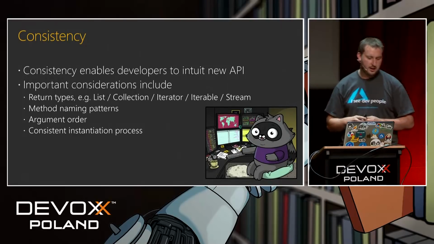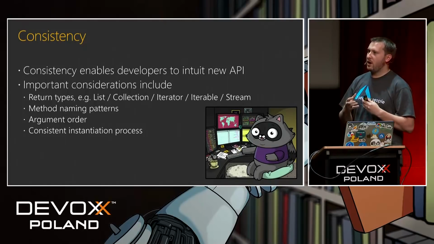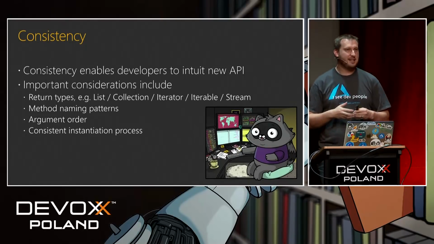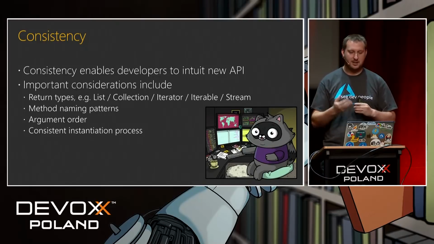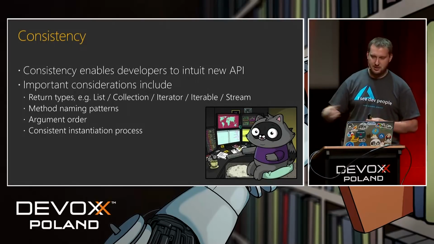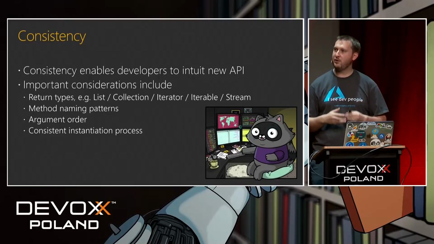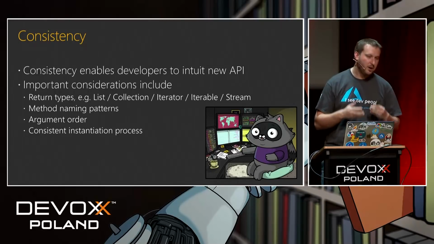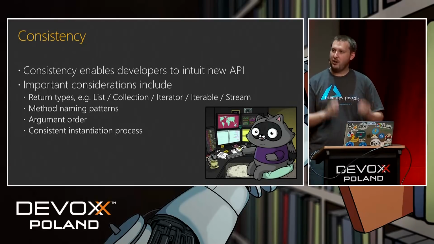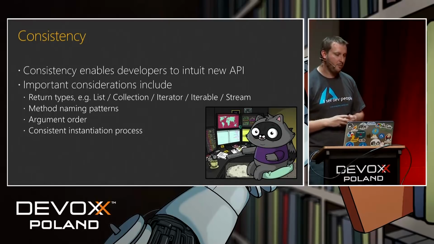So I'm going to talk about all of these later on, but return types: it's terrible when you see an API that has every single kind of collection return type, list, collection, iterator, iterable, stream, set, whatever. It's good to choose. I'm going to say this a few times as well. Pick your horses in your race and bet on them. Don't bet on the whole race, right?